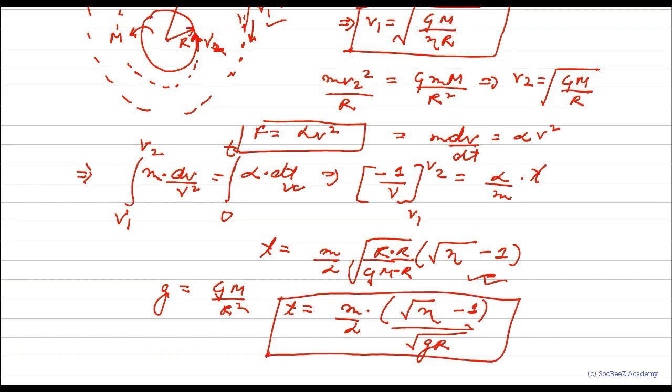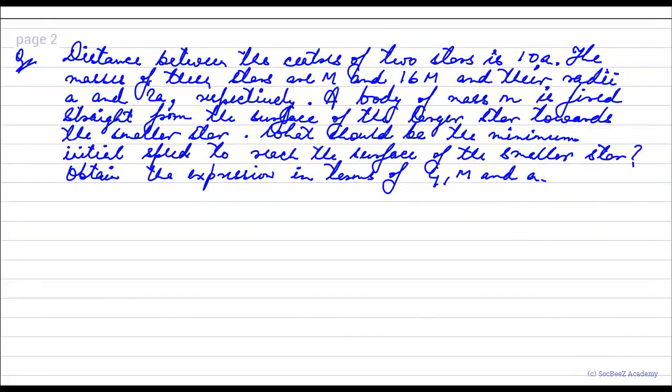Now let us move on to the next problem, which is this. Distance between the centers of two stars is 10a. The masses of these stars are M and 16M, and their radii are a and 2a respectively.